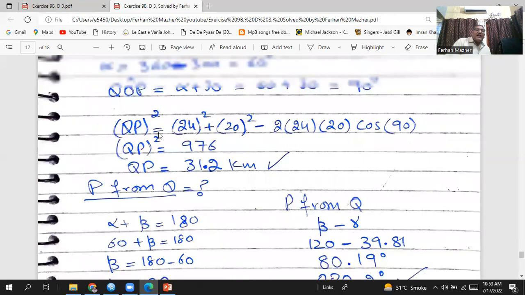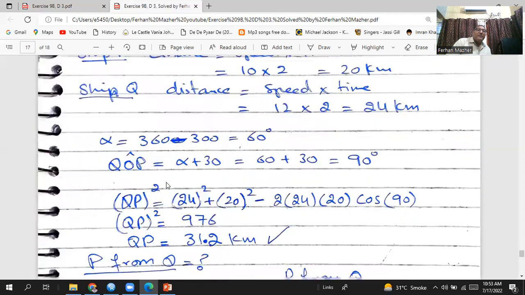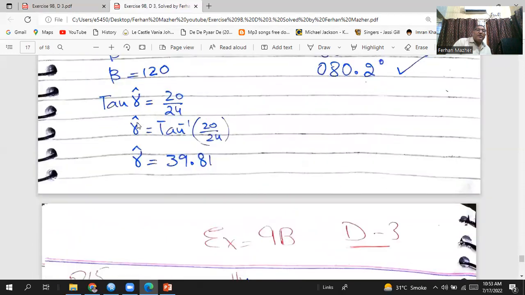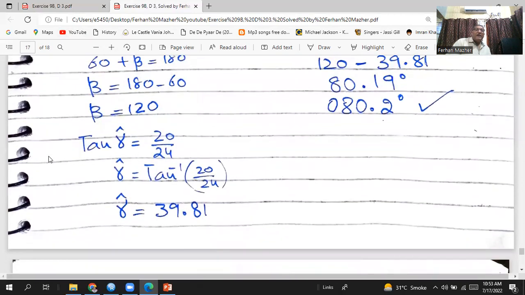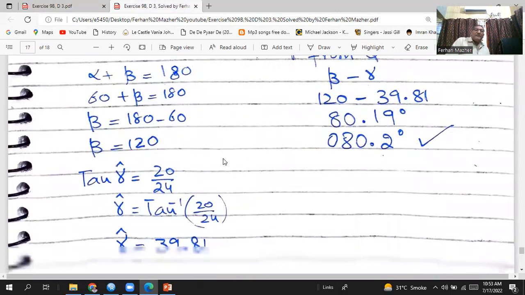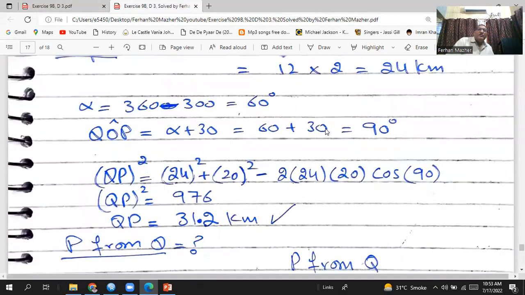So gamma is in a right angle triangle. You know this whole angle is 90. So I will find this. This is the perpendicular, and this is the base. So I will apply tan. Here you can see tan of gamma will be perpendicular over base, that will be 20 by 24. And gamma will be tan inverse of (20 by 24), which equals 39.81.